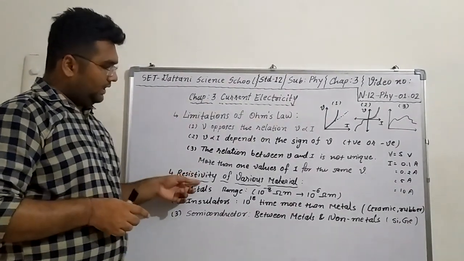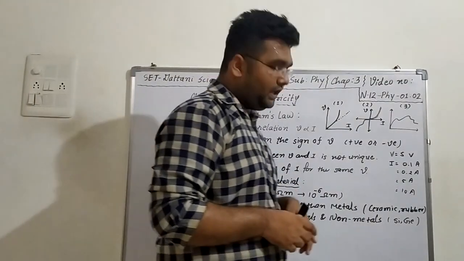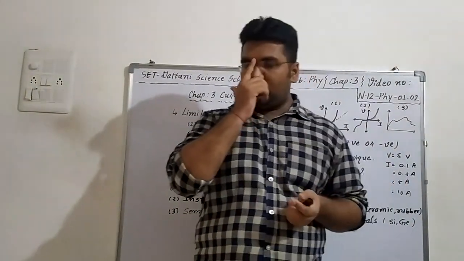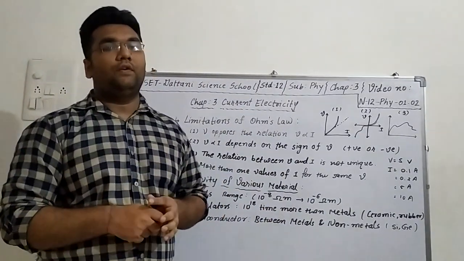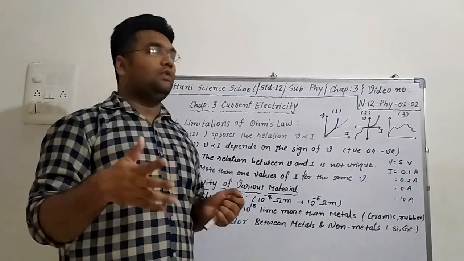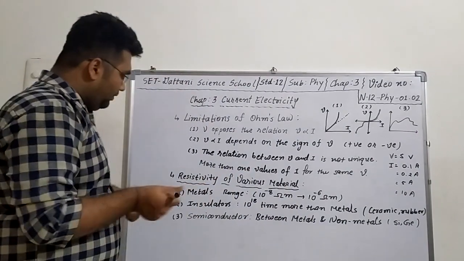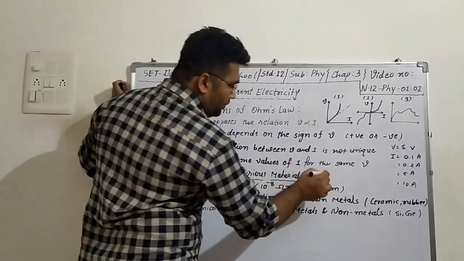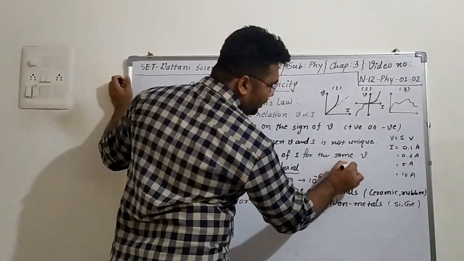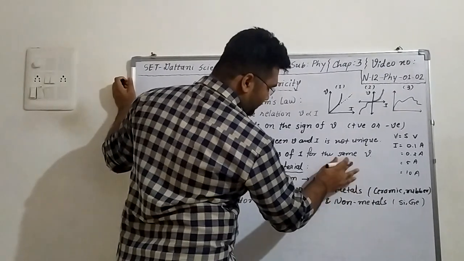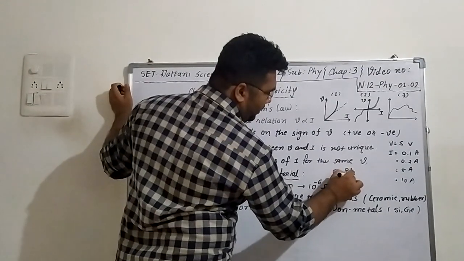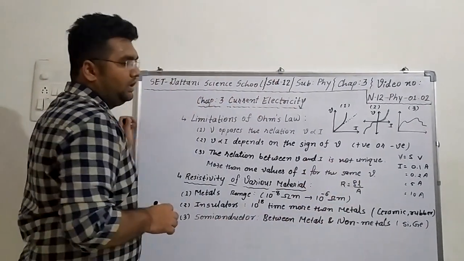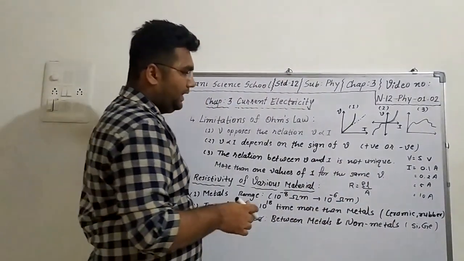Next question, resistivity of various materials. We have learned about resistivity. What is resistivity? The resistivity is the resistance per unit length of conductor. We have learned the formula of resistivity. Resistance R equals rho L upon A. This was the formula of resistance.